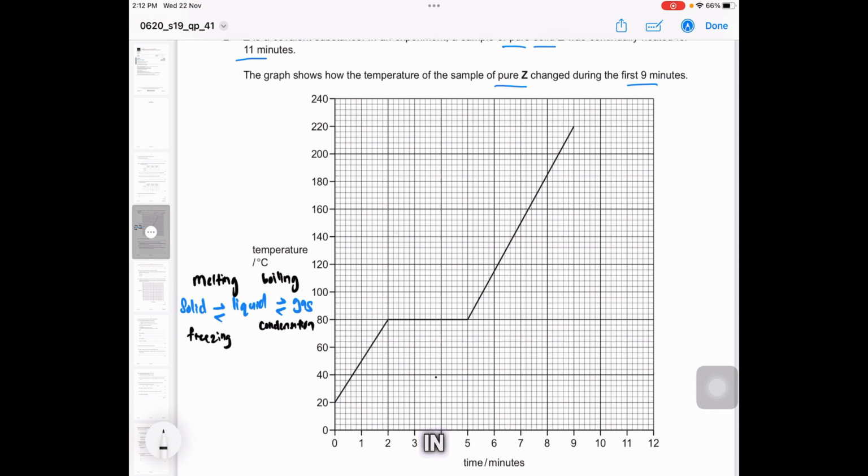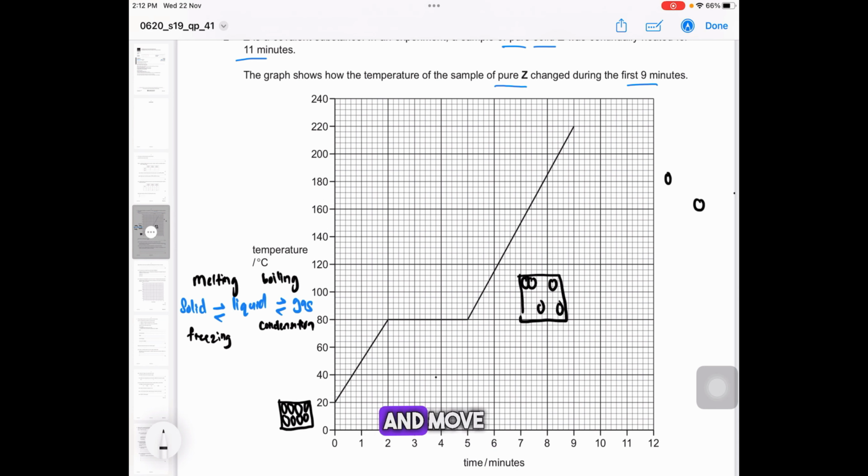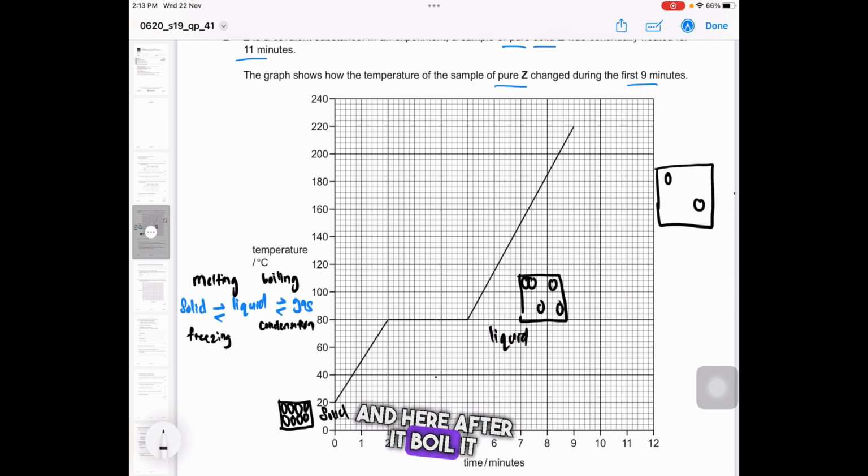So this is the particles in solid. Particles in a solid are arranged in a fixed lattice pattern, so the solid particles usually vibrate on the spot. Liquid particles are close to each other, but not in a regular pattern. Whereas gas particles are further apart and move randomly and freely in all directions. So this is for solid, changes to liquid, and here after it boils it changes to gas.